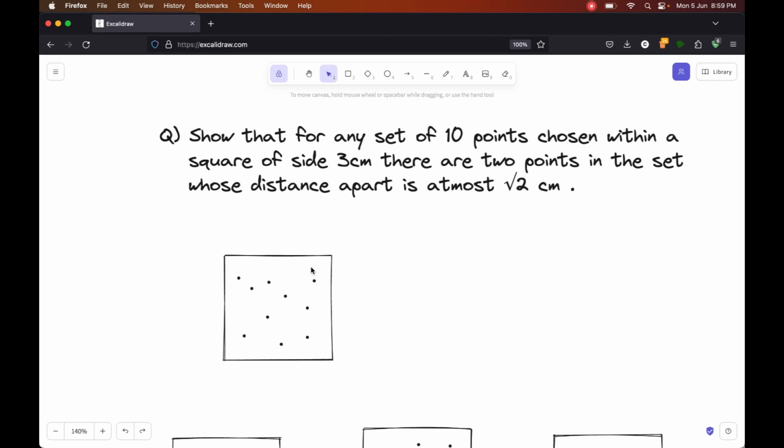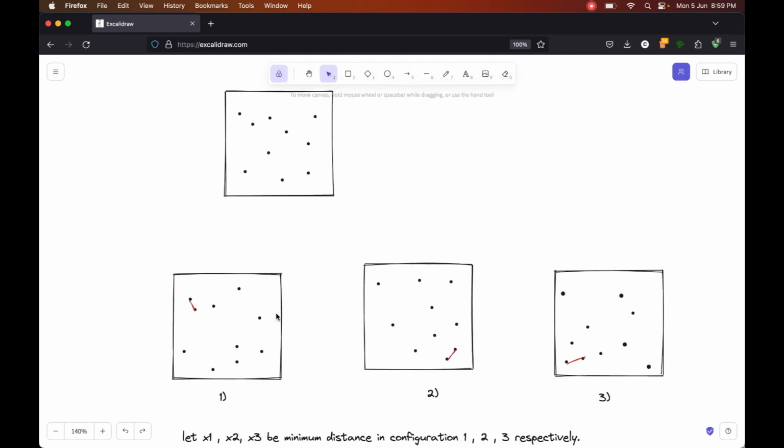Let me further clarify this question diagrammatically. Here is the square of side 3 centimeters by 3 centimeters. Now you have arranged 10 points randomly. Now for every such possible configuration, here we are showing 3 possible configurations. This is one kind of possible configuration, this is another kind of possible configuration, and this is another kind of possible configuration.